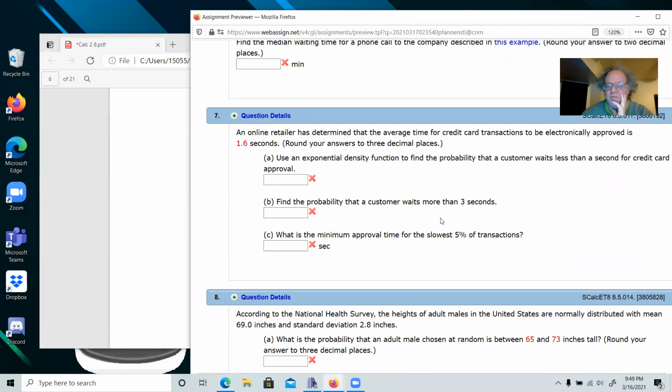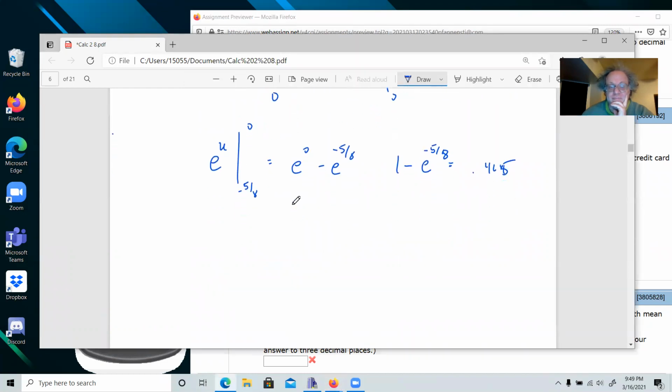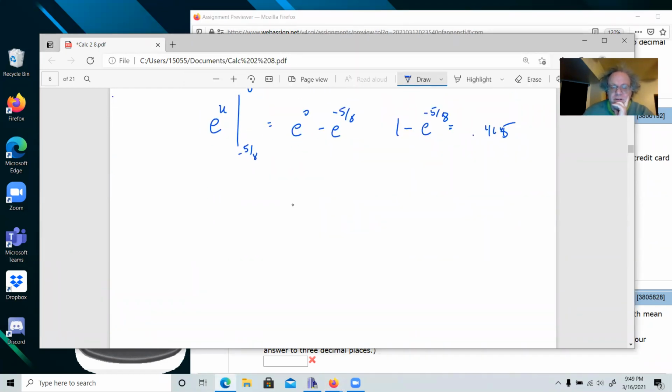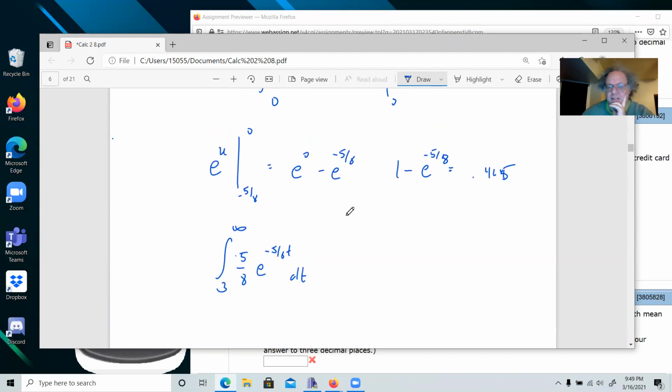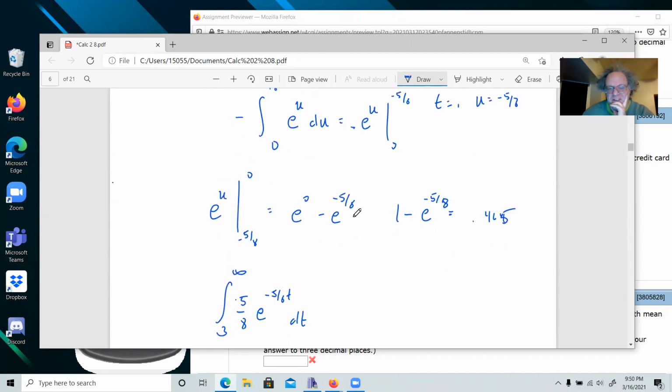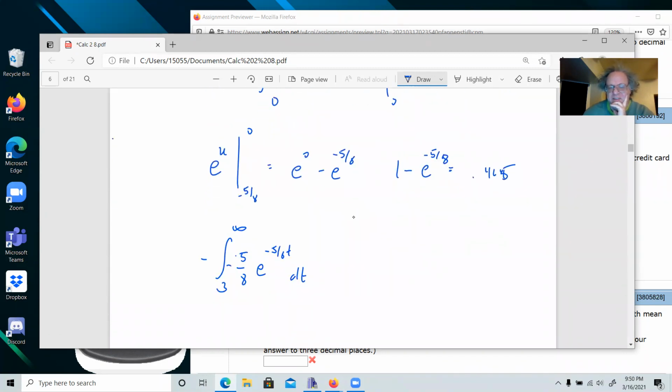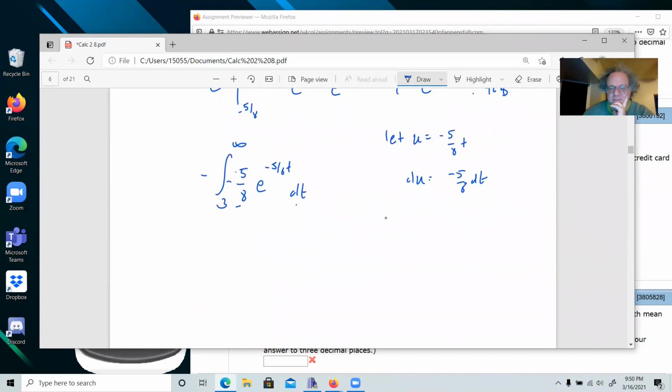Next question. What is the probability that they wait for more than 3 seconds? So that's going to be integral 3 to infinity of 5/8 e to the negative 5/8 t dt. And I think we want to do the same thing. So I'm going to put a negative here. We're going to say let u is equal to negative 5/8 t. Du is equal to negative 5/8 dt. So here's my du. So we have negative integral.